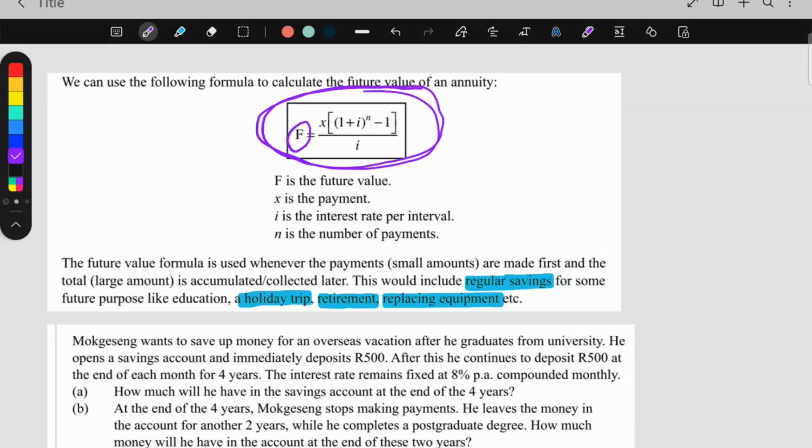Do you see this F over here? That F is the final amount that you will have in your savings account after the investment period. The X over here refers to the regular payments that you make. So sometimes you will make monthly payments, quarterly payments, semi-annual payments. But whenever you're making a regular payment, that's the X. And then this I is the interest rate, and the N over here is the number of payments you are making.